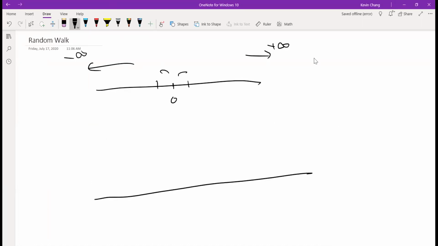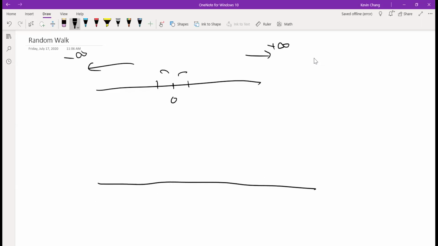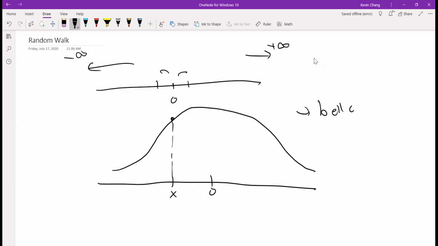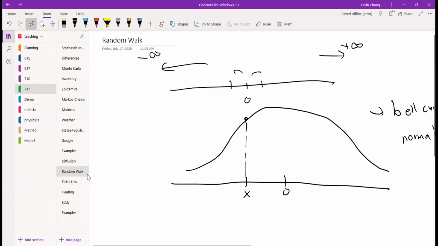Turns out that after a very long time, your distribution looks like this. You have this probability of being at some point x at a certain point in time. And this is actually a bell curve. The name of the distribution is a normal distribution. And you can prove that this is a normal distribution using a theorem in statistics called the central limit theorem. We're not going to talk about that, because I'd like to talk about Fick's law real quick.